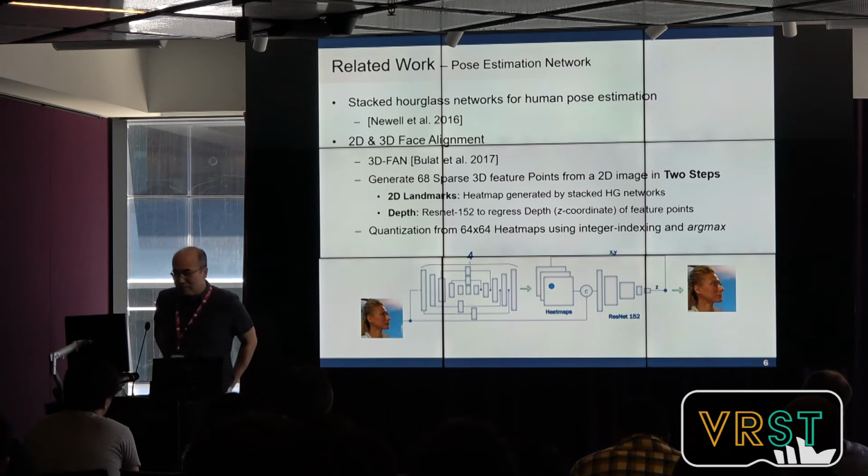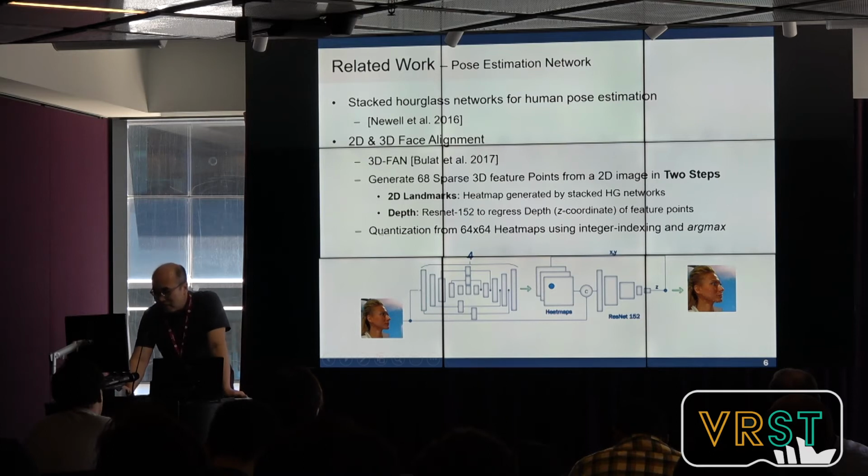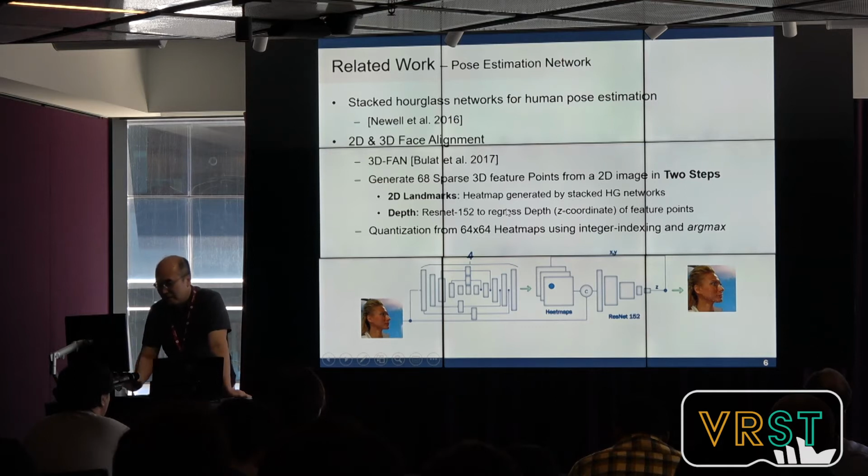In the 3D approach, they generate the 3D feature points from a 2D image in two steps. In the first step, this part of the heat map determines the 2D position of landmarks, and then they use this heat map and also the input image to determine the Z coordinate of the landmarks. Then as a result, they can determine the 3D landmarks from a given input image.